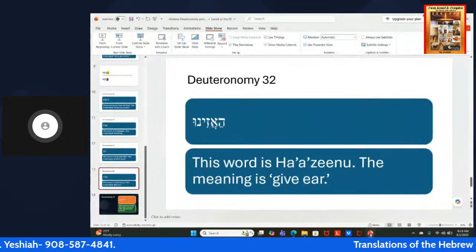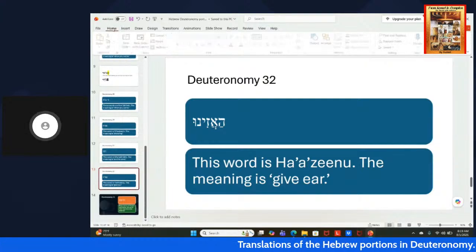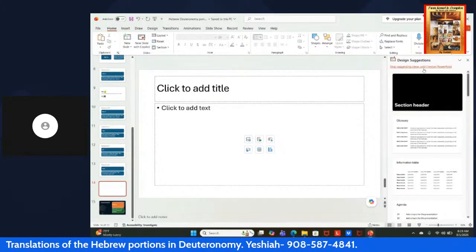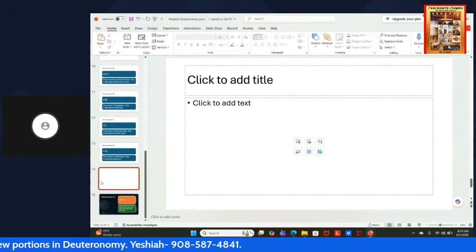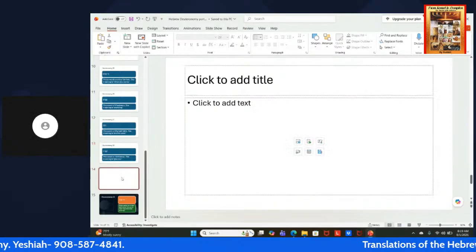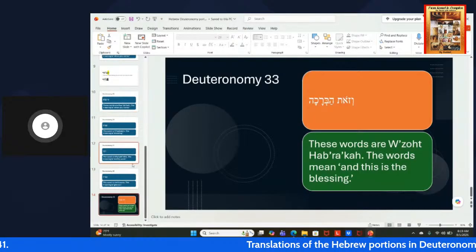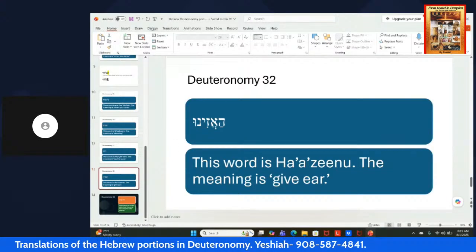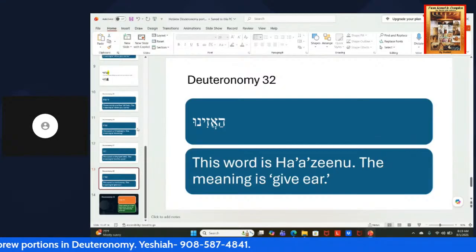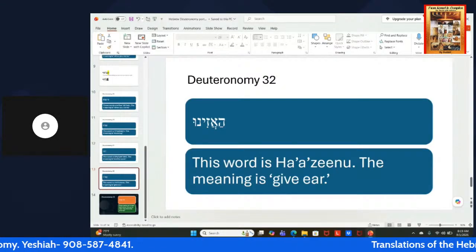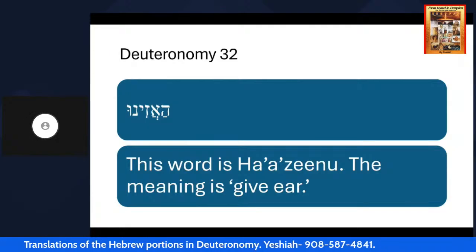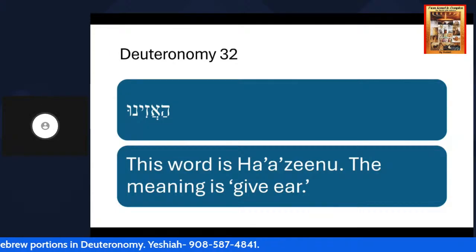So now if we were to, brothers and sisters, look at it from this matter here, the Aleph, the Zayin, and the Nun, brothers and sisters, meaning ear. So I just wanted to point that out as we close out.